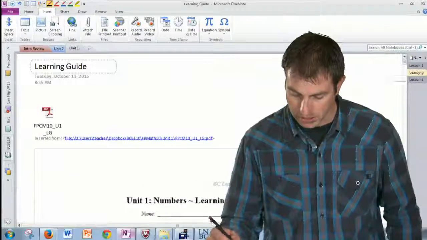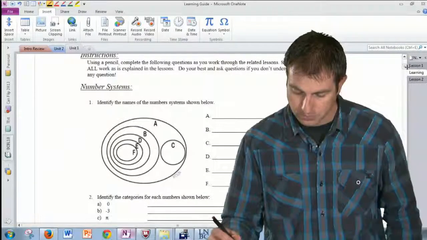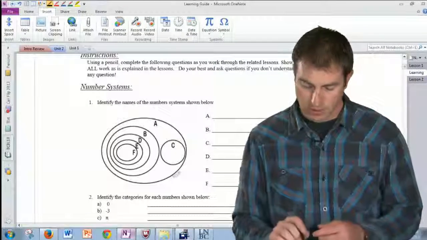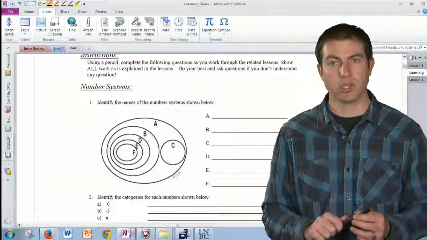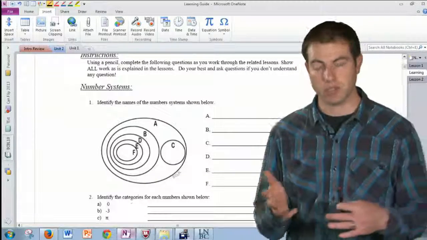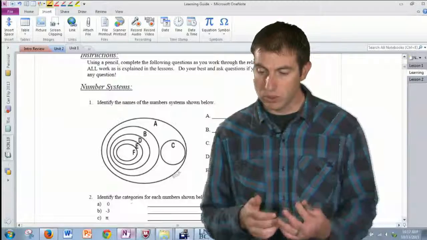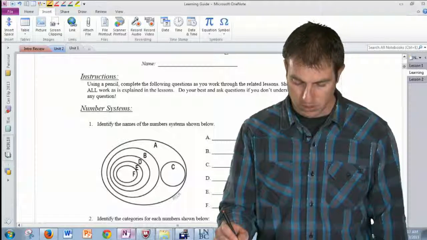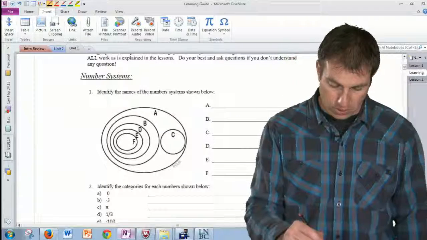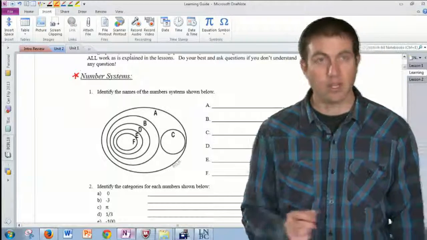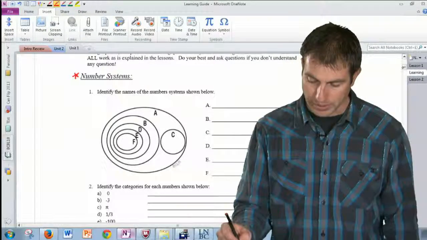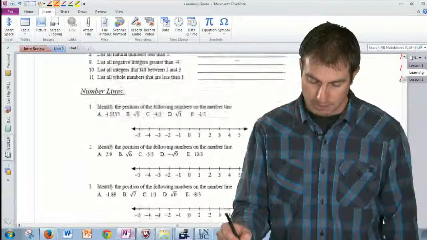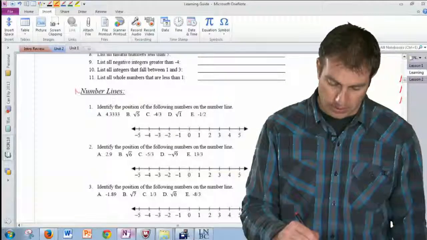So as I said at the beginning of the class, instead of doing the practice questions for each section, we're just going to go through some of the learning guide questions in terms of practice. So what did we do today? At the very beginning, it says, use pencil, complete the following work. So I'm going to throw a little red star next to the stuff that you should complete for next day. So number system stuff, we did, for sure, all of that. You should be able to do the number lines as well.